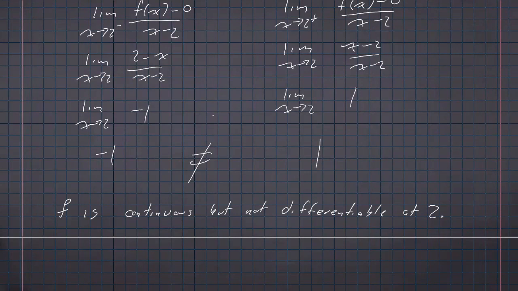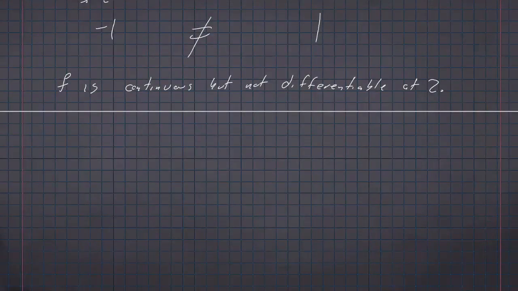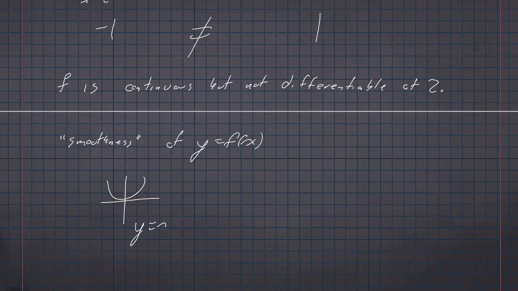There are a couple of ways that you can think about this. What I think of is that differentiability involves a certain amount of smoothness. If a function is differentiable at a point, the graph y equals f of x is smooth. For example, a parabola, y equals x squared, is smooth pretty well everywhere.